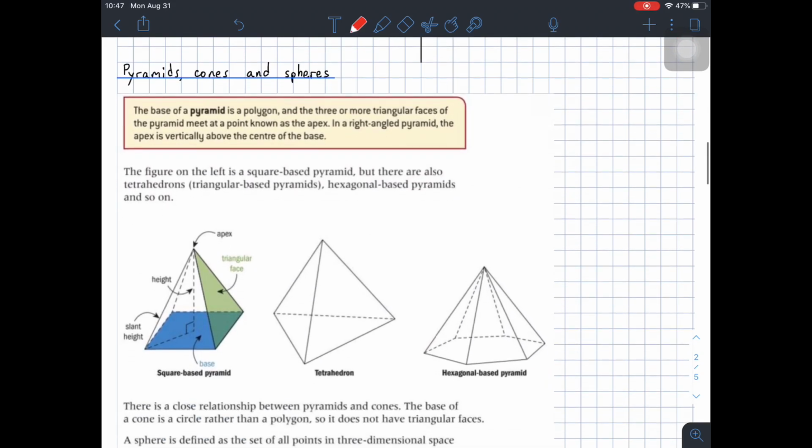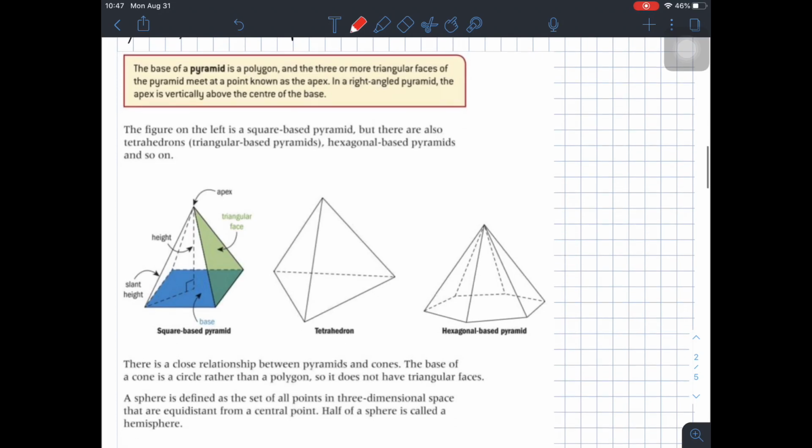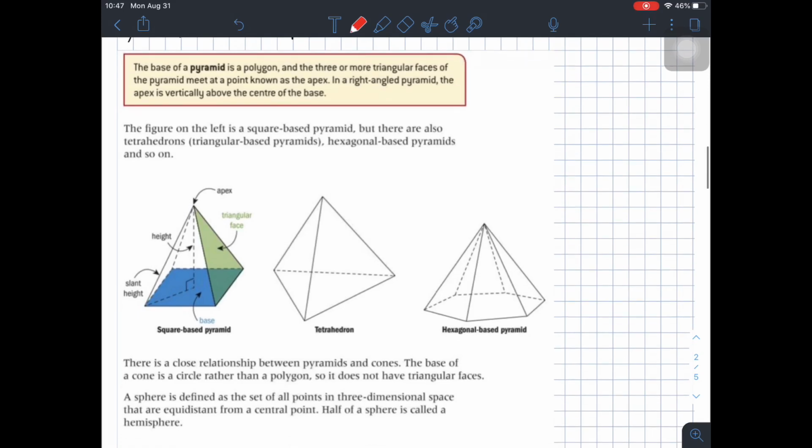It says the base of a pyramid is a polygon, and the 3 or more triangular faces of the pyramid meet at a point known as the apex. In a right angle pyramid, the apex is vertically above the center of the base. So here you have the apex is where all the lateral faces meet, and the base is the floor of this figure, right?